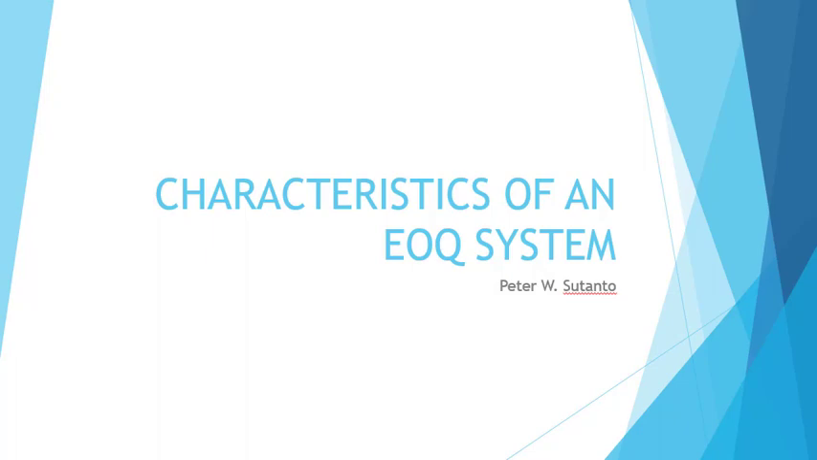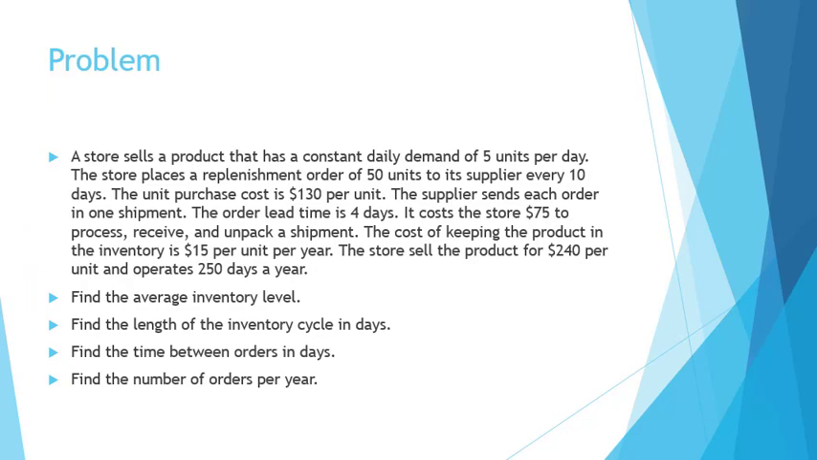In today's lecture, we will discuss characteristics of an EOQ system. Let's start with the example problem. A store sells a product that has a constant daily demand of 5 units per day.